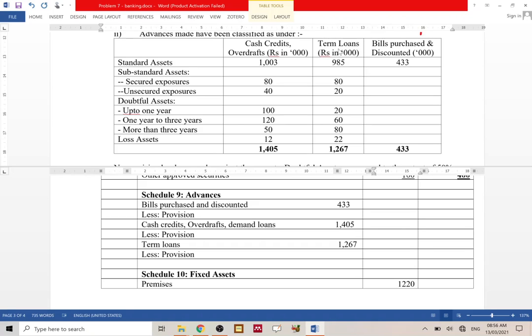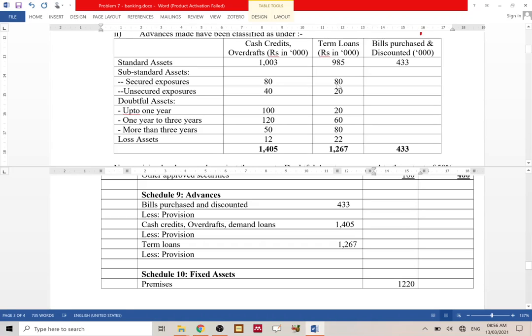Standard assets means those which do not bear any risk as such. People have been paying it regularly. Substandard assets are those that have some risk involved, right? The NPA has been there for less than a year. Then more than a year, or up to 1 year or more, you call it a doubtful asset. And then if it is completely written off, you have lost every hope in recovering that money from your client, then it becomes a loss asset.